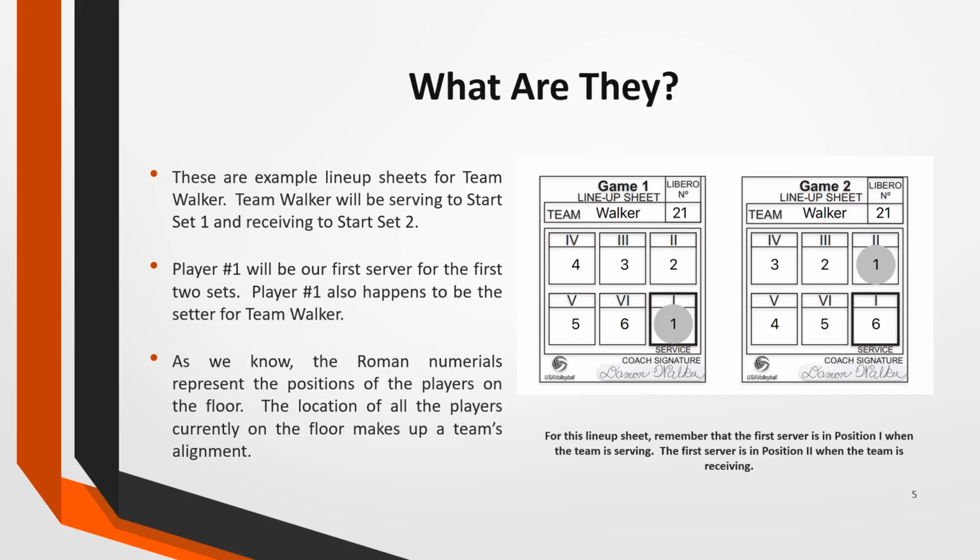As we know from a lineup sheet, the Roman numerals represent the positions of the players on the floor. The locations of all the players currently on the floor make up a team's alignment. An important note about lineup sheets that are graphical with geometric shapes, be it squares or circles, is that the first server is in position 1 when the team is serving. The first server is in position 2 when the team is receiving. That is a very important distinction that we need to remember.